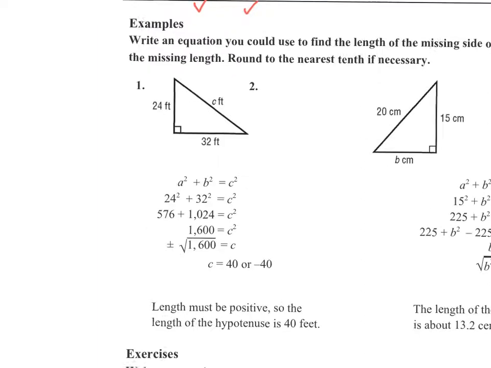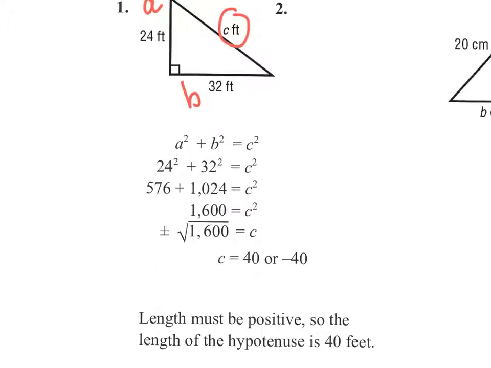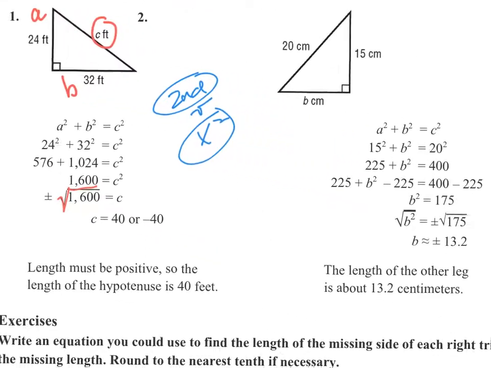Okay? So in example 1, we've got A, we've got B, and we've got C that we're missing. So we plug those numbers into that formula, a squared plus b squared. So 24 squared plus 32 squared equals c squared. And then the last step, we find that square root. So remember, to get your square root on the calculator, it's that blue button, and then x squared. So that's how you get your square root.